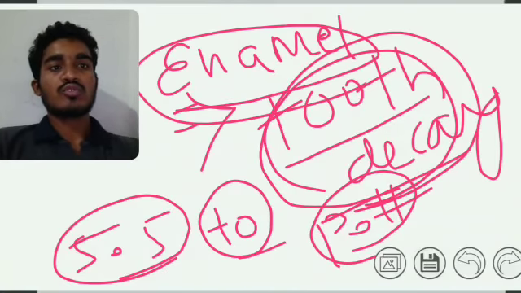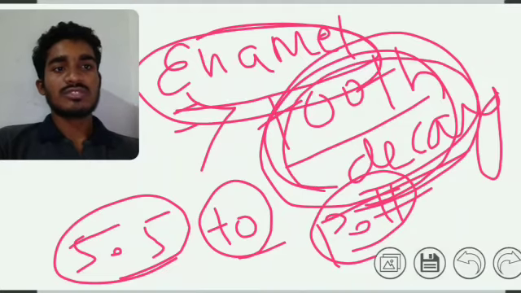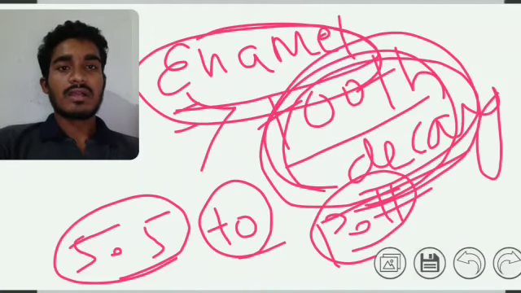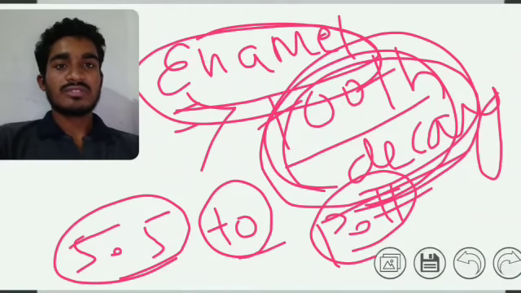Because it covers the tooth all around, this is the hardest material of our tooth. Okay, this is the tooth decaying process. Every material and every thing is totally built with pH range, pH values.